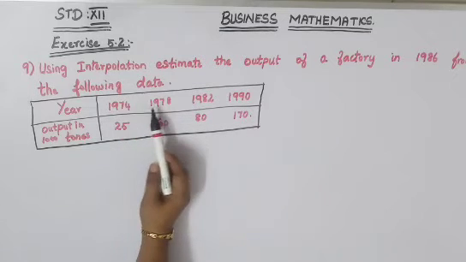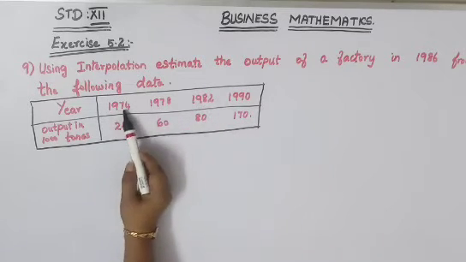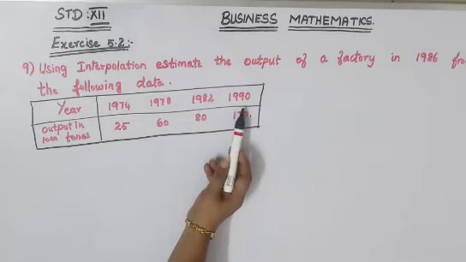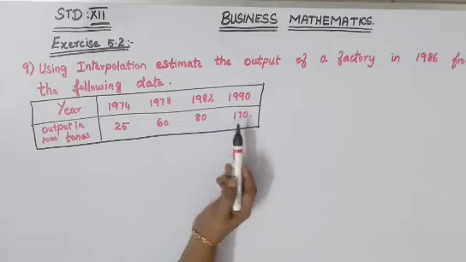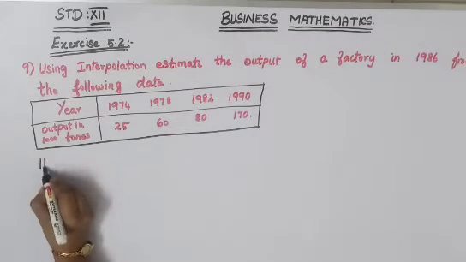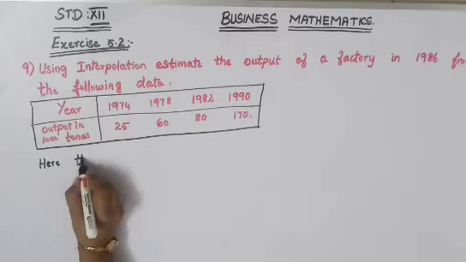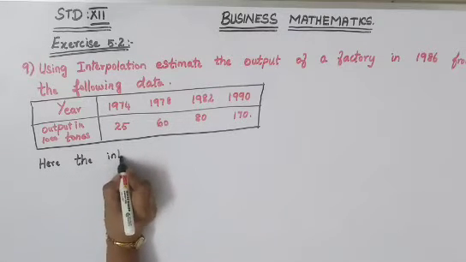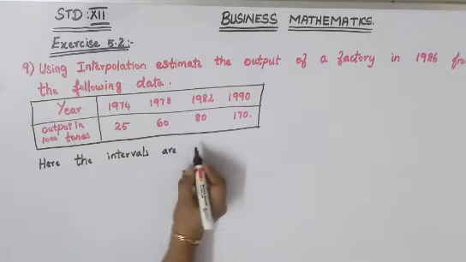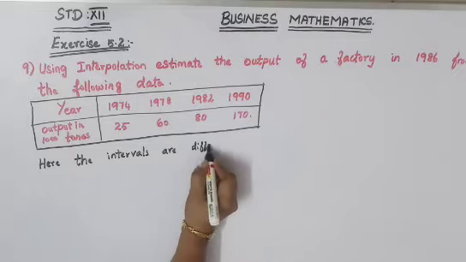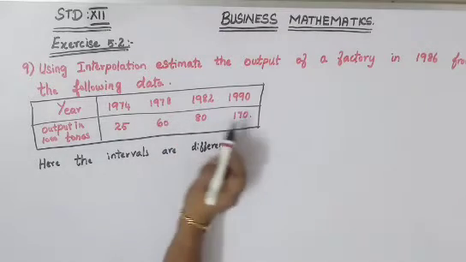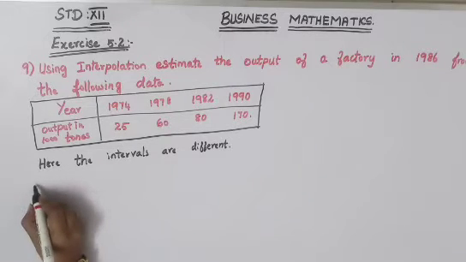Now you can see the intervals. Just see the intervals. It is 74 and 78, again 82 and 1990. So the intervals are different. Hence we will have to use this method. Okay, so you can write it here: the intervals are different. So the method depends on your intervals only. Okay, so here the intervals are different.